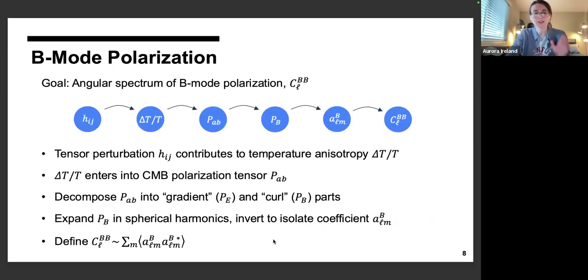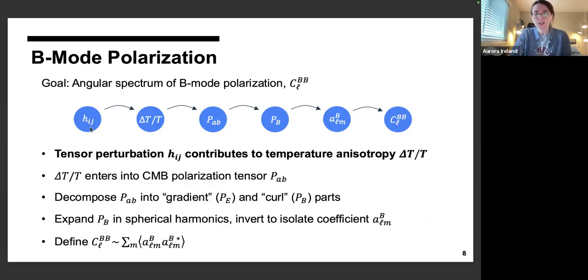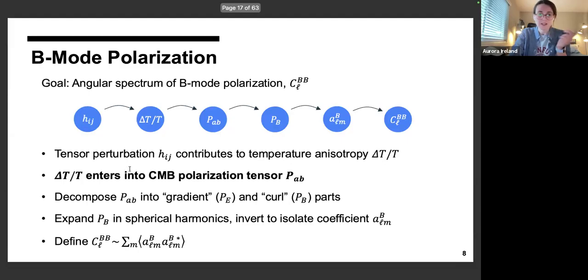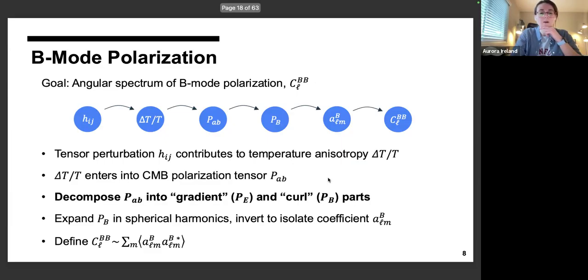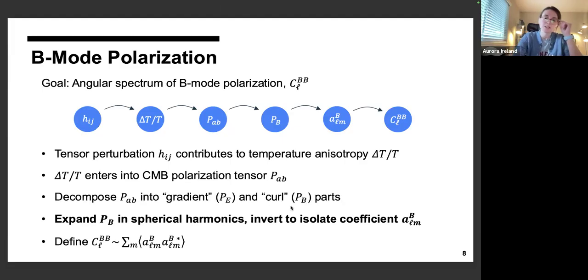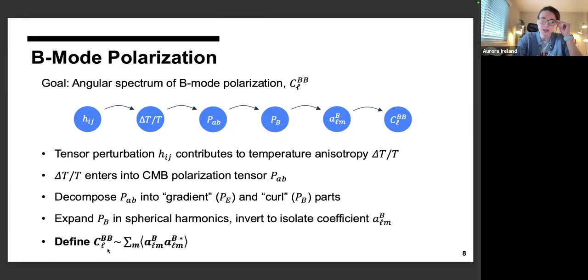I'm not going to go through actually how to calculate the observable we're interested in, which is this angular spectrum of B-mode polarization, but I'm at least going to say schematically how it's calculated. So we start out with the tensor perturbation h_ij, which is going to enter into the temperature anisotropy. That's going to enter into the CMB polarization tensor, excuse me. You're going to decompose that into gradient and curl parts, and you're going to expand in spherical harmonics on the celestial sphere to isolate these coefficients, which enter into your angular spectrum of B-mode polarization.